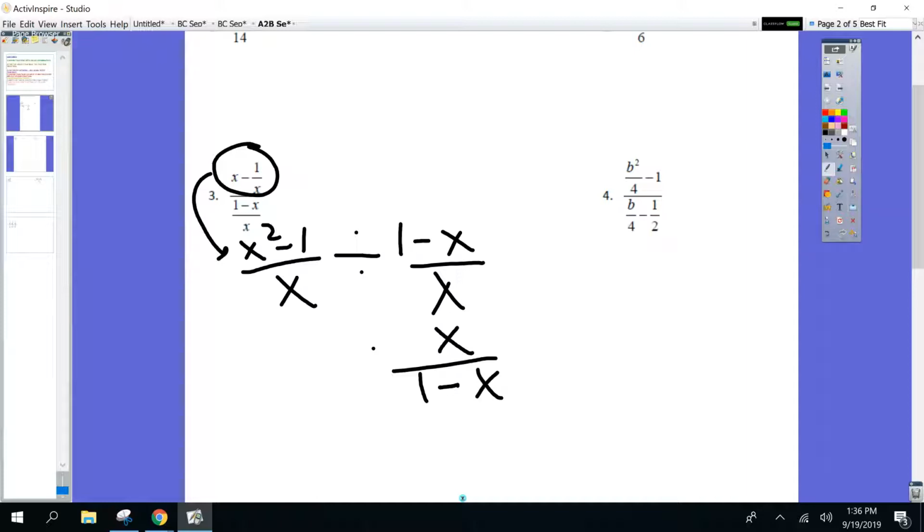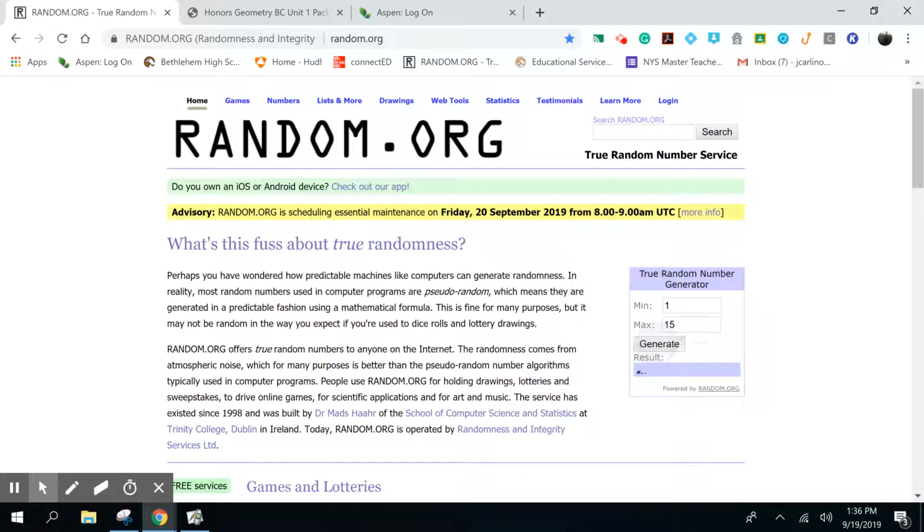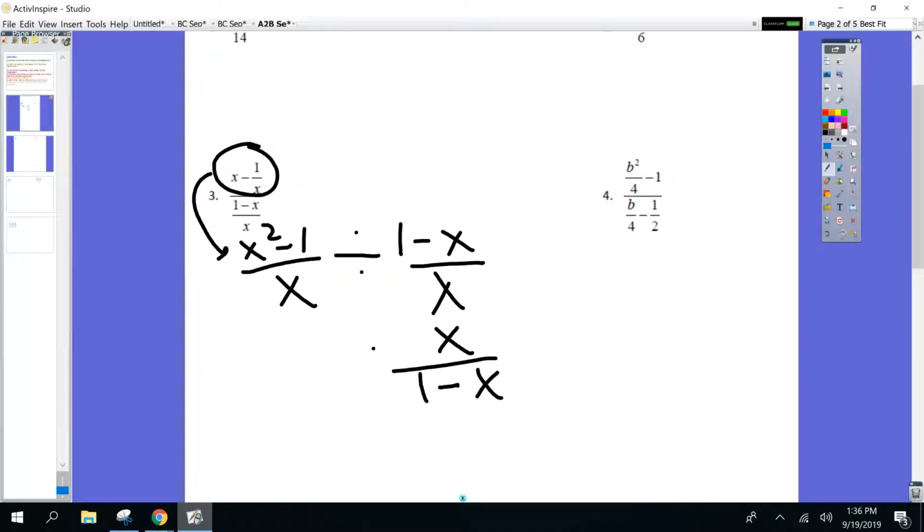Can you guys factor something for me while we're doing that? 14, x squared minus 1. Oh, x plus 1.